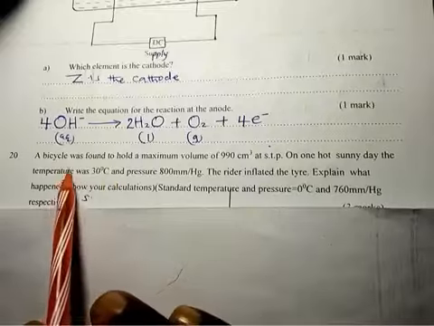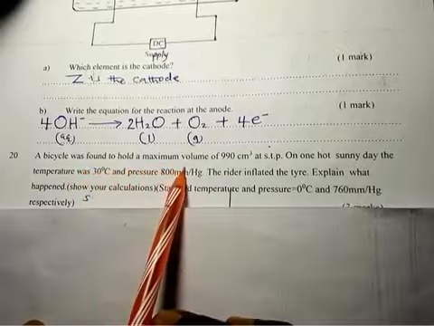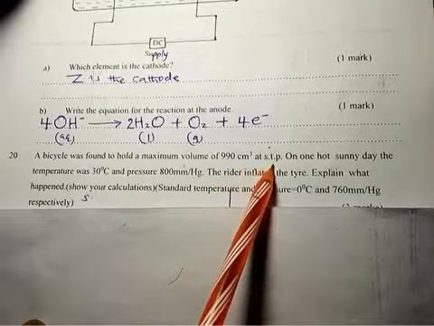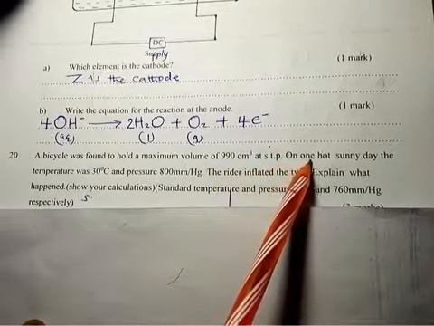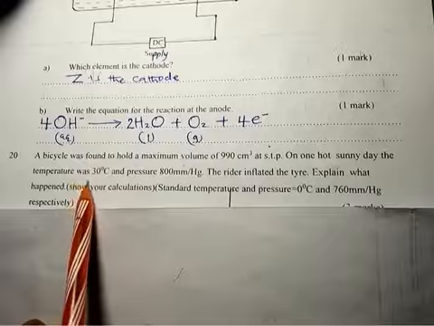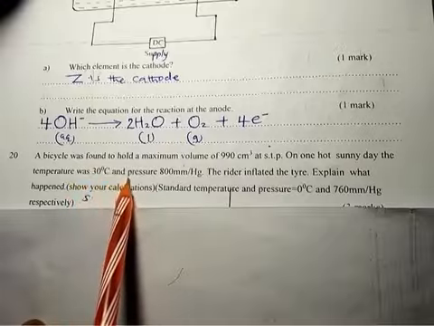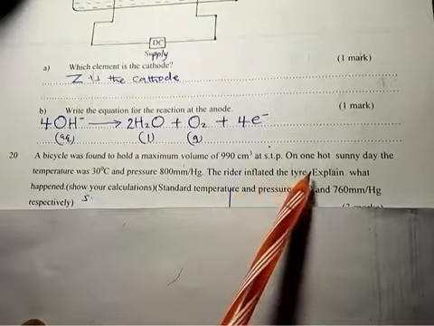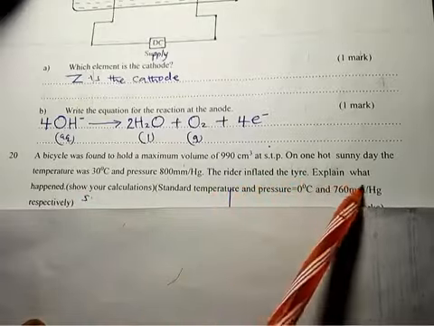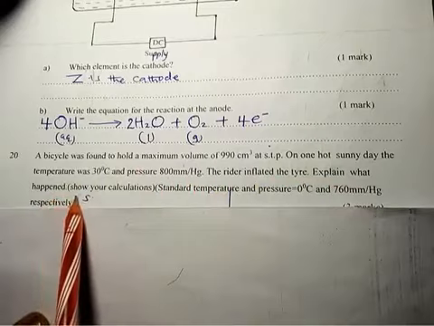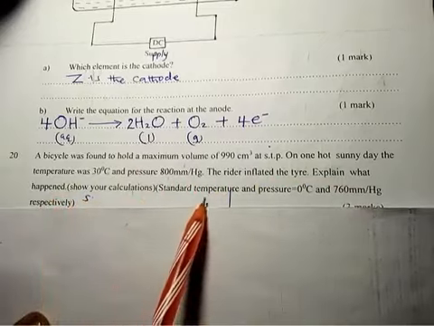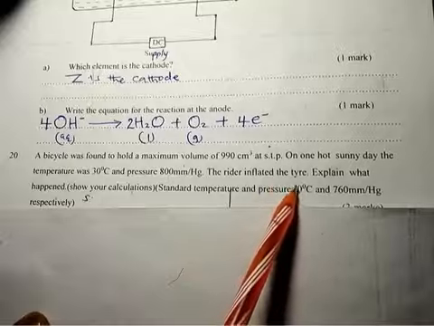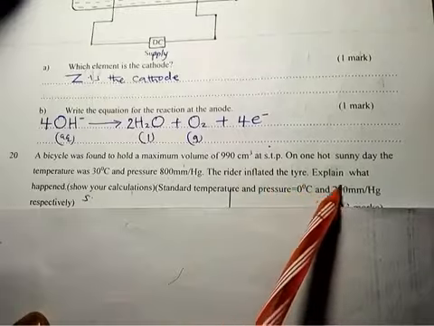A bicycle tire was found to hold a maximum volume of 990 centimeters cubed at STP. On one hot sunny day, the temperature was 30 degrees and the pressure was different. The rider inflated the tire. Explain what happened. Show your calculations. Standard temperature and pressure. So at STP, the temperature is 0, which is the same as 273 Kelvin, and the pressure is that.